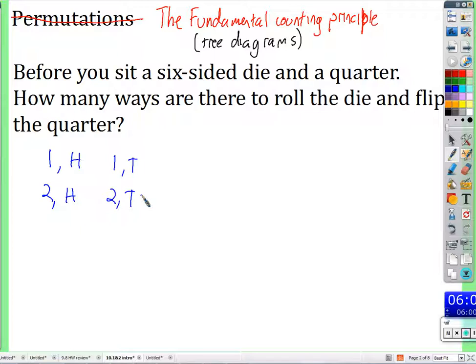Six sides on a die. Two sides on a quarter. Okay, 6 times 2. To help you see why it's 6 times 2, I'm going to use a tree diagram.